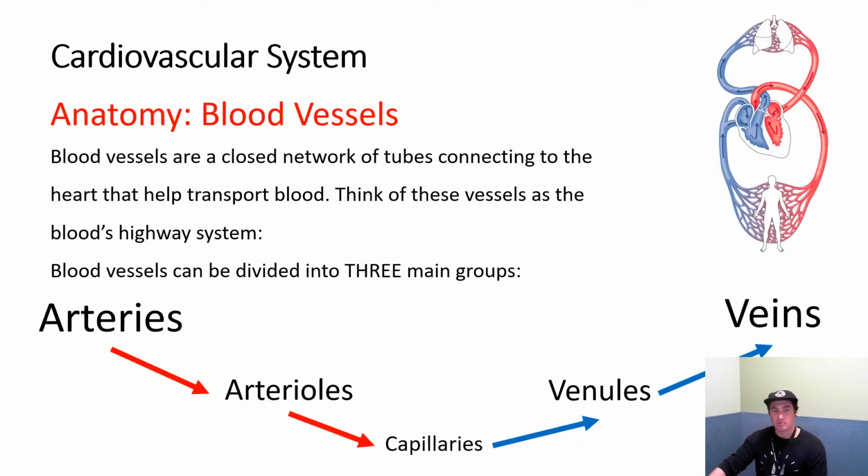All right, if we look at our blood vessels, 3 main vessels: arteries, capillaries, and then veins. Arterioles are just small arteries, and venules are just small veins. And I've got this arrow system working to show that blood flows from an artery to an arteriole to a capillary to a venule back to a vein. And then the heart sits in between all of that. And your blood moves from a big structure to a smaller structure. Think of these vessels as like the blood's highway system.